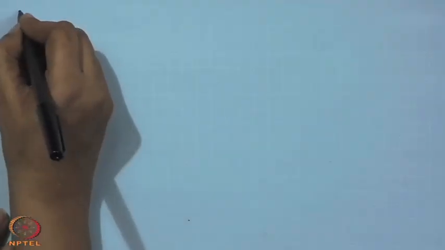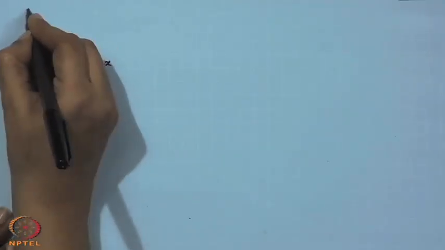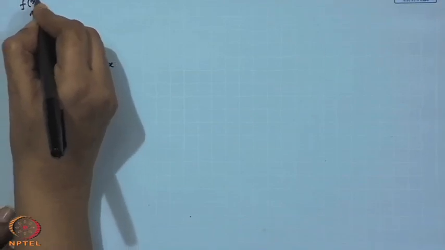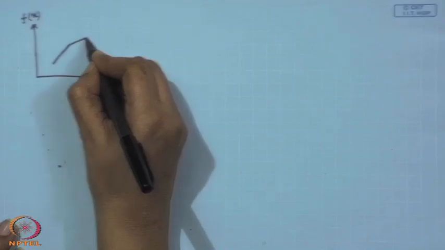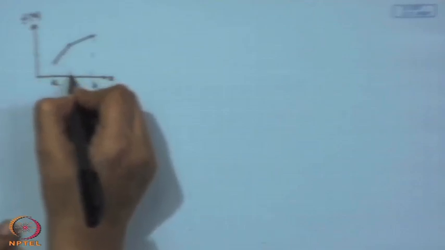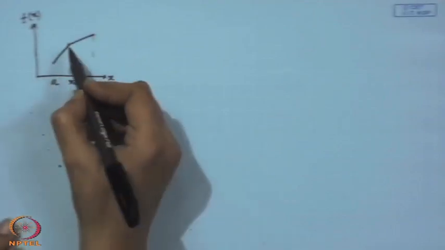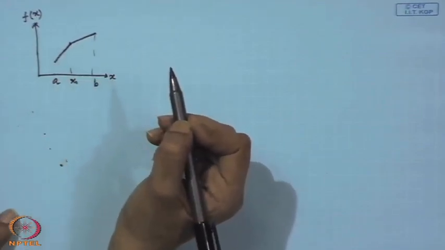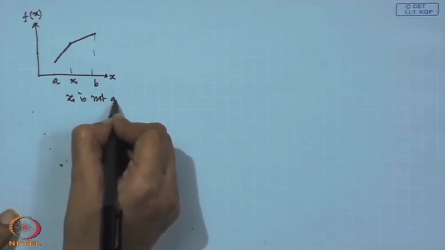For explaining these limitations further, let us take an example. This is a function for us. This is x, this is f x, and the function is defined within a to b, and this is the pattern of the function. This point is a and here the point is b. In between there is a point x naught, and it is very clear that at point x naught the function is not differentiable. Thus, x naught is not an extreme point.